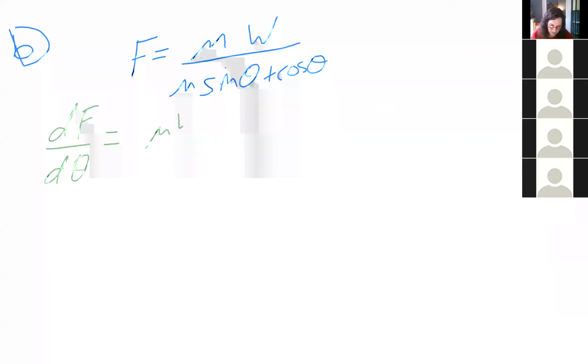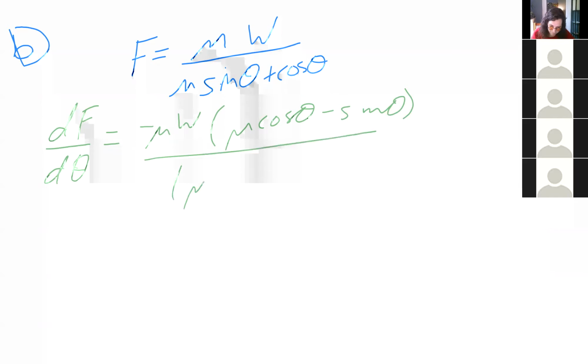That'll be mu w for the top. Derivative of the bottom is mu cos theta minus sine theta. So that was low d high minus, so we did have a minus out in front, minus high d low, all over low squared. Mu sine theta plus cosine theta, quantity squared. Okay.